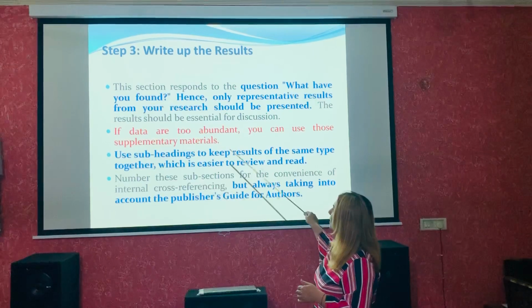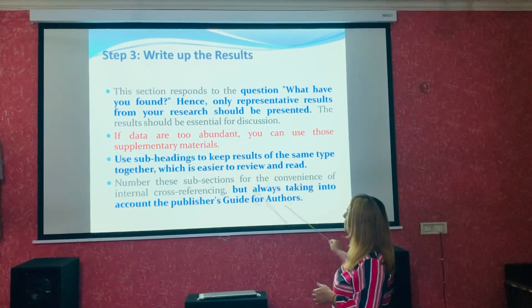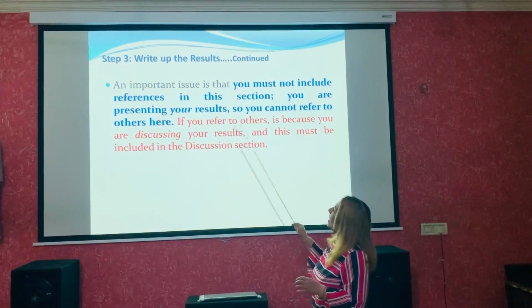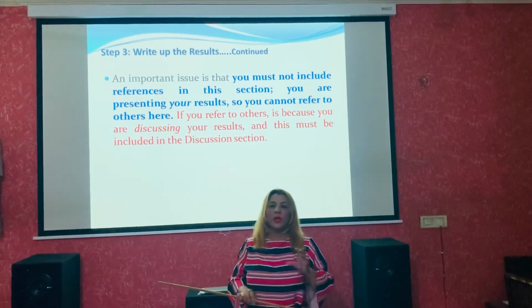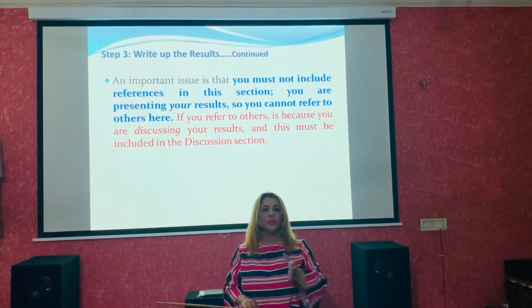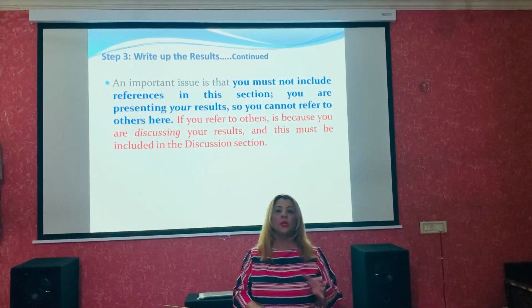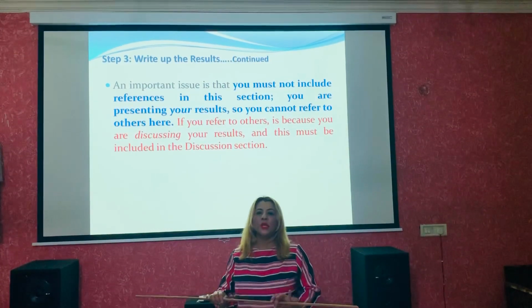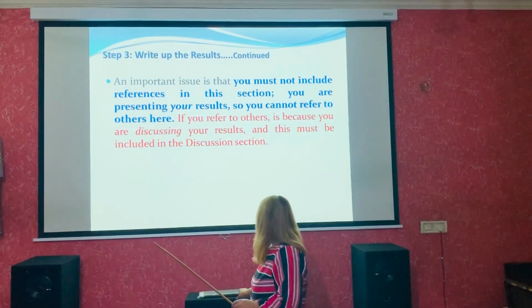Then you can divide your results into subheadings, and you can number these subsections; they are used for internal cross references. An important issue is that you must not include references in this section. Most of the time, researchers or students include references or the work of other authors in their results part. This is exclusively for the discussion part. So don't include references in your results part. If you want to compare your results with the work of others, you can include certain references, but that is also in the discussion part.